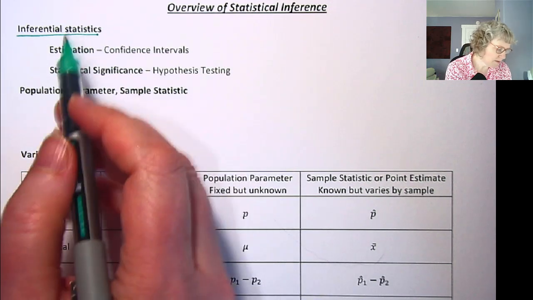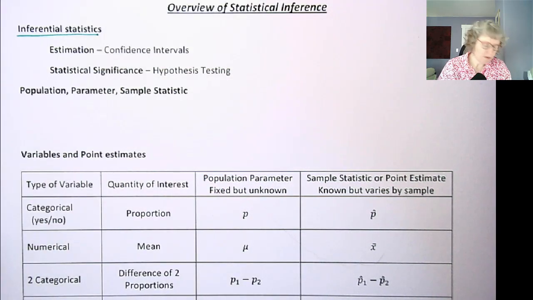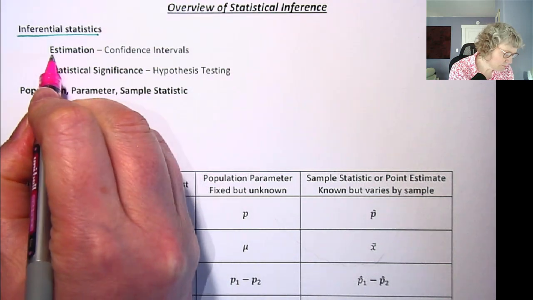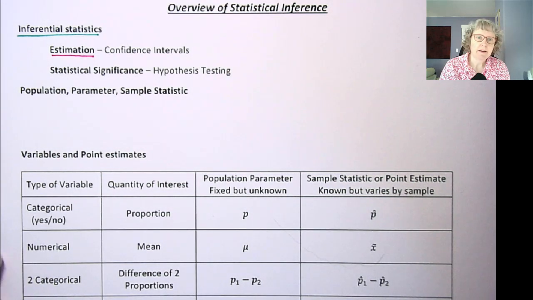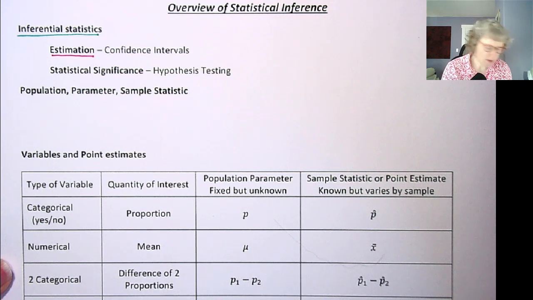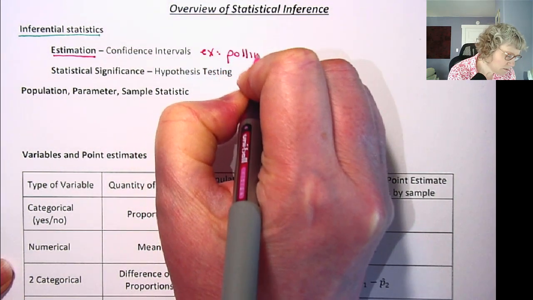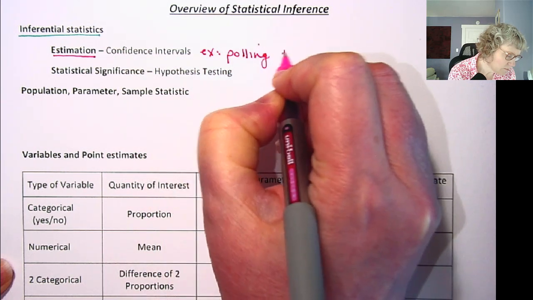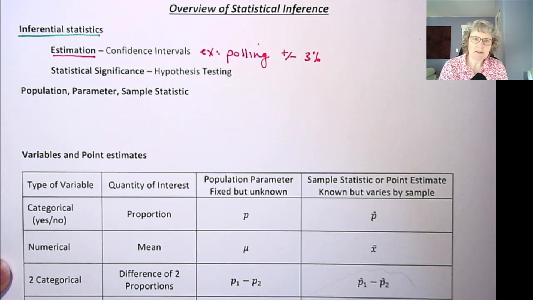One is called estimation, and confidence intervals are one example of this. You may have seen a poll online or in the media, and they have some margin of error, like plus or minus 3%. So an example of this is polling. So we'll look at things like that.